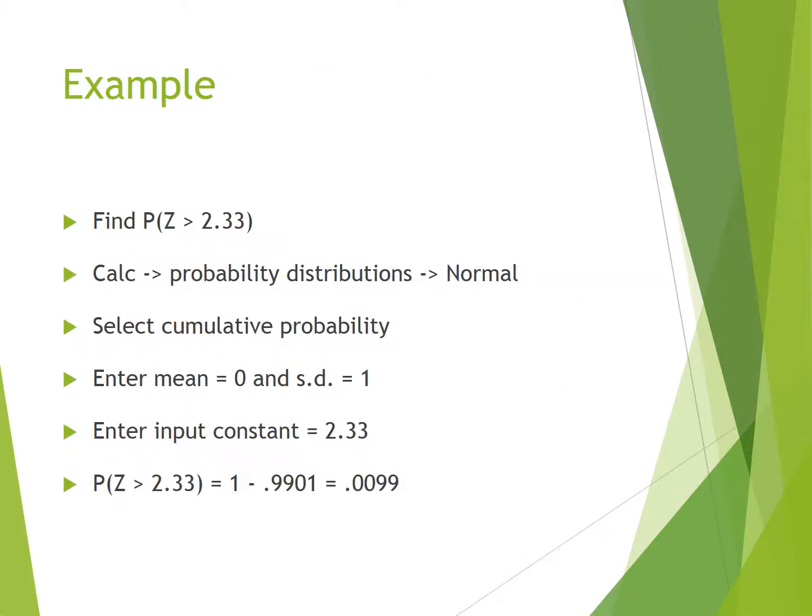Let's look at an example. Suppose we're looking for the probability that z is greater than 2.33. Calc, Probability Distributions, Normal. Select Cumulative Probability. Make sure the mean is set equal to 0 and the standard deviation is set equal to 1. Enter the input constant, and it is 2.33. The answer comes out to be 0.9901. Subtract that from 1, because the 0.9901 is the area to the left of 2.33, or the probability that z is less than 2.33, and we're looking for greater than 2.33. So the answer is 0.0099.